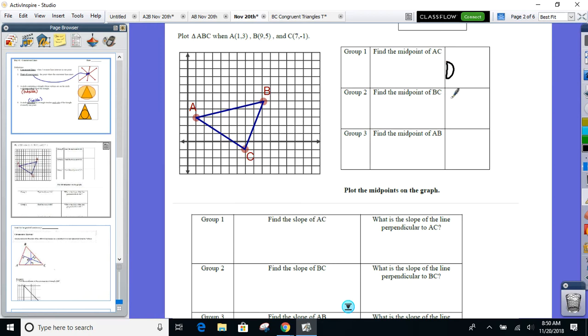Group 2, we're going to call this point E, which will be the midpoint of BC. This group right over here next to the door is group 2, and this group right over here is group 2 as well. Find the midpoint of BC.